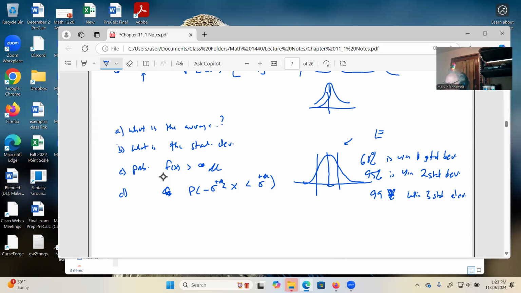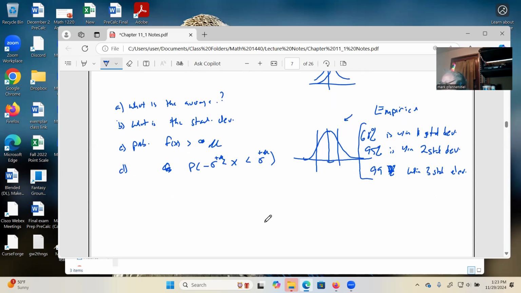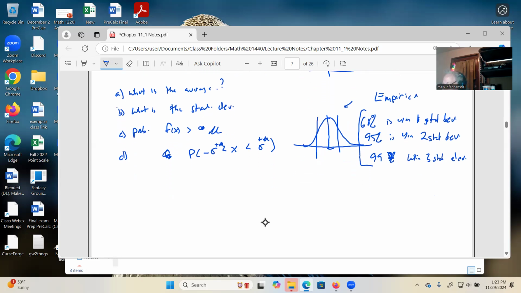If your distribution is bell-shaped, symmetric, then this is going to be a very close approximation to what's going to happen. So we're verifying numerically what the empirical rule is. But we're doing it with other distributions because the normal distribution, we can't integrate that. Okay, that's 11.3. We can't integrate it.